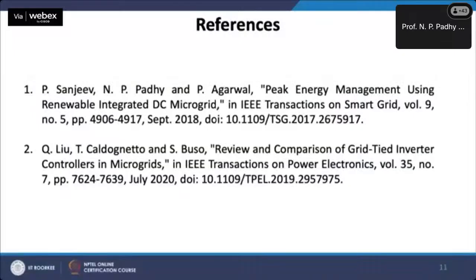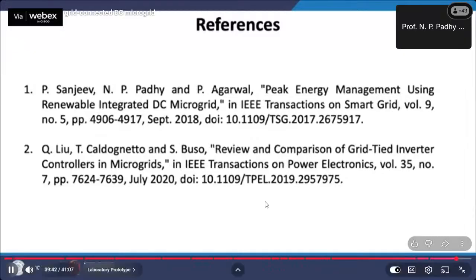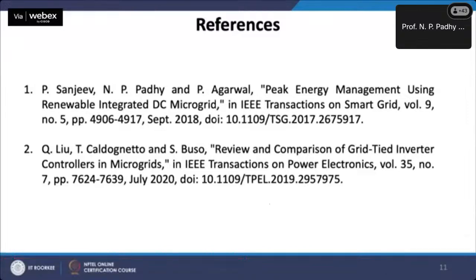These are the two major references used for preparing the presentation. The first one is on peak energy management using renewable integrated DC microgrid, and the second one is review and comparison of grid tied inverter controllers in microgrid. I suggest all the student friends go through those references for better understanding of the fundamentals and detailed simulations.